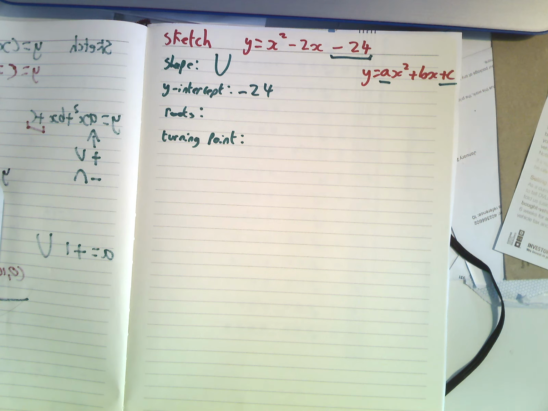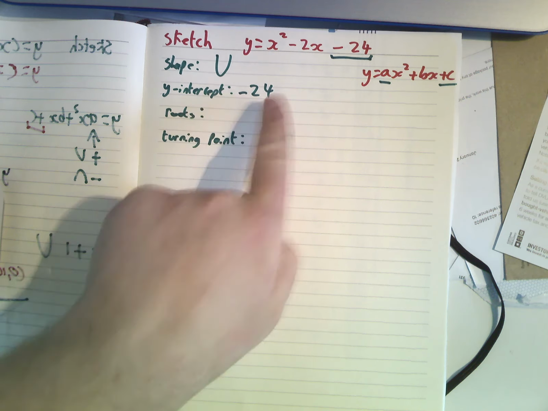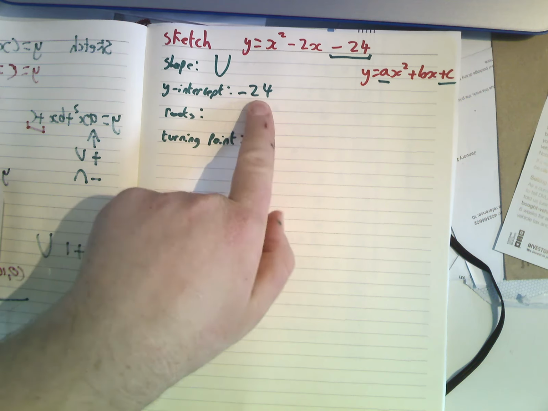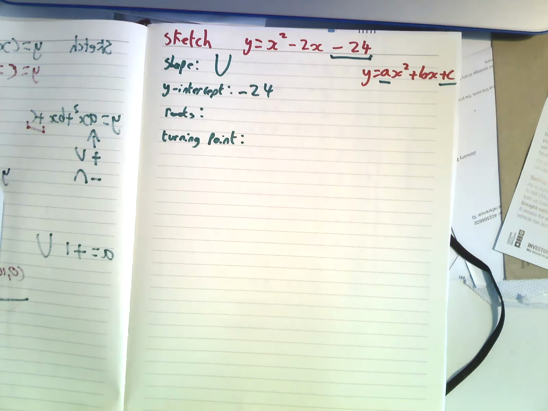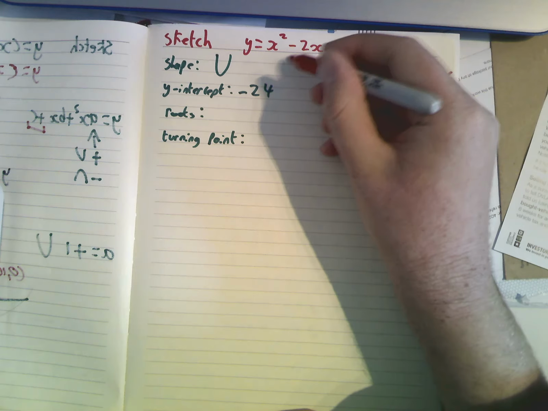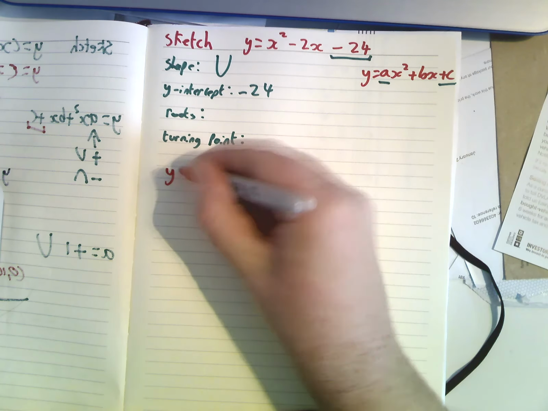Okay, at this point, you might be able to see that we're going to have two real and distinct roots. Because if we're crossing the y-intercept below 0 and we're a U shape, that suggests that we must have come down through the x-axis and then gone back up through the x-axis. So we've crossed it twice. Now, the easiest way to find the roots would be to factorize. So let's factorize this equation.